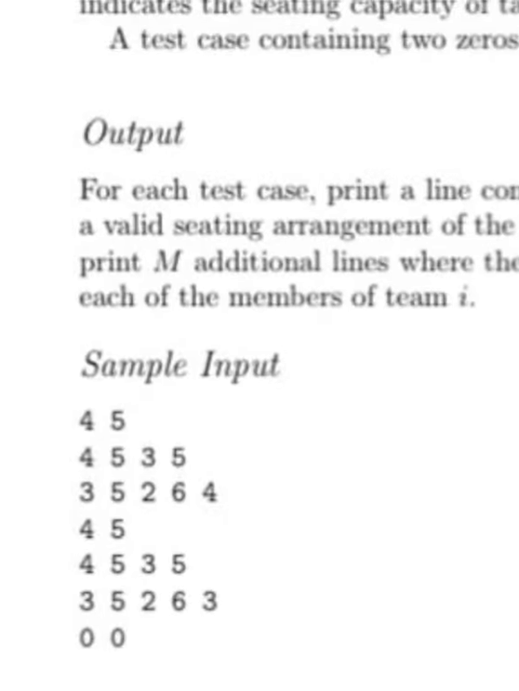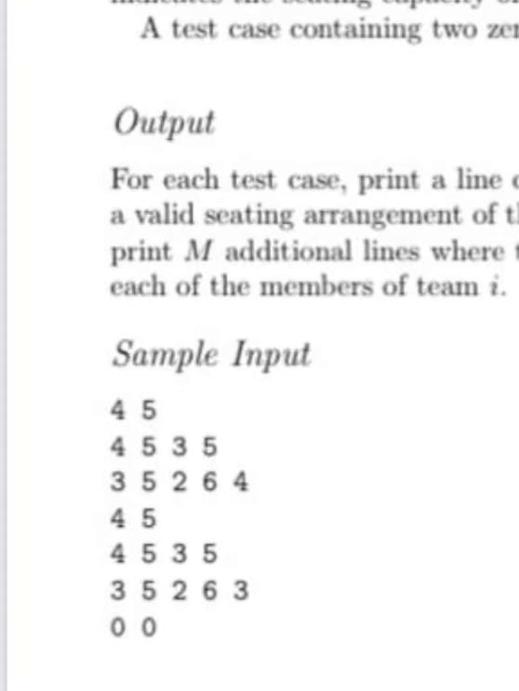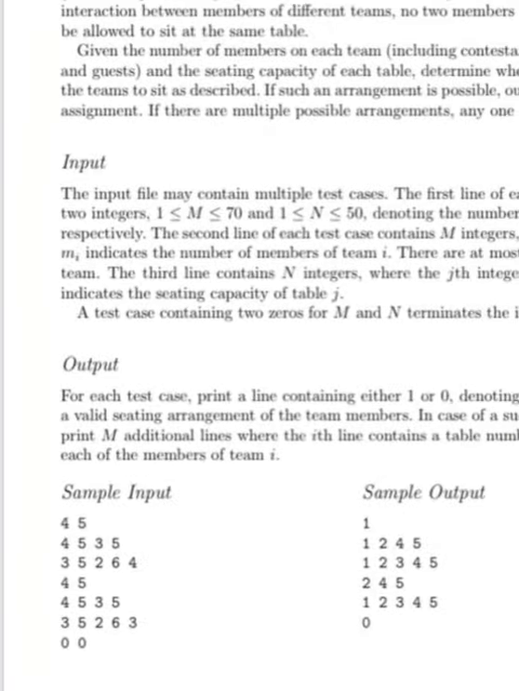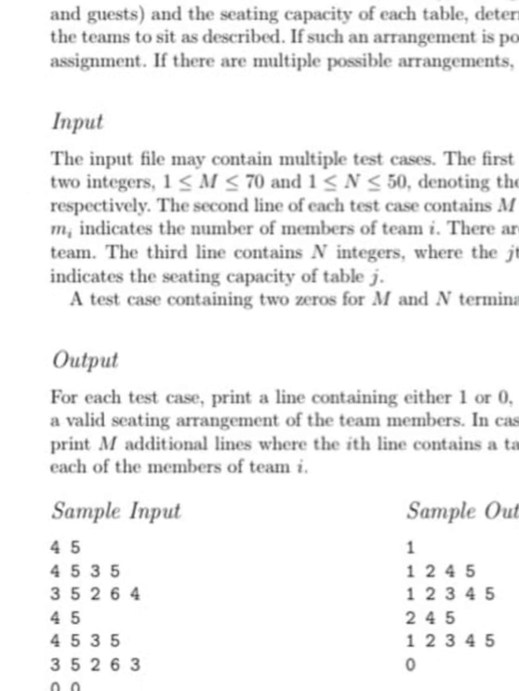So here you can see the sample input 4 and 5. 4 indicates the number of teams. There are 4 teams. n indicates the number of tables. I have an image where I have mentioned the team numbers and tables so that you will get a rough idea. Next we will discuss the output.